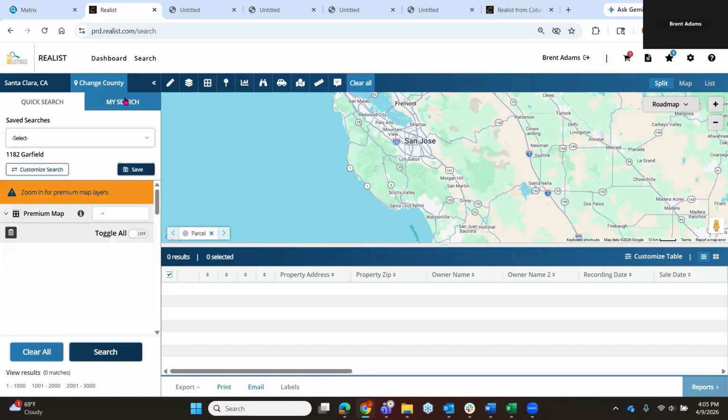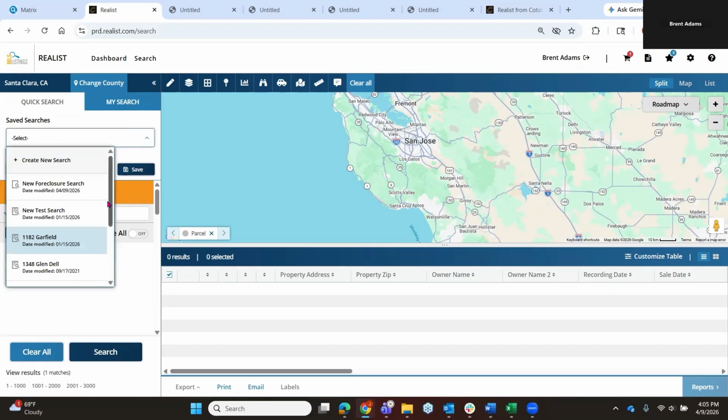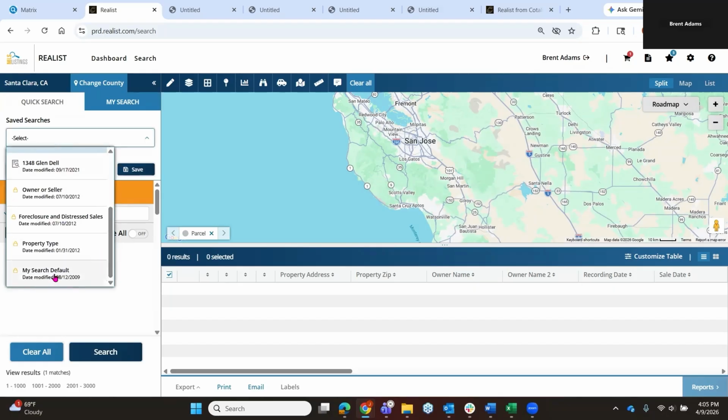But under the My Search section, here is where you have a lot of tools where, again, if you're a power user, if you're someone who's looking to use Realist to find groups of properties that you may want to market to, this is your one-stop shop for that. Now, under this dropdown, under My Search, you've got a few different searches that are already available for you.